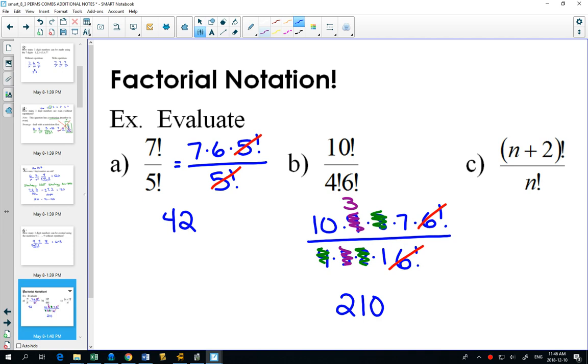And then once we get to variables in part C, which is bigger, n plus 2 or n? N plus 2. So we start expanding the bigger one, n plus 2. What would go next? 1 less would be n plus 1. What would go next? N. And once you get to n, since that's what's in your denominator, you can cancel those, simplify away, and we're just left with n plus 2 times n plus 1.